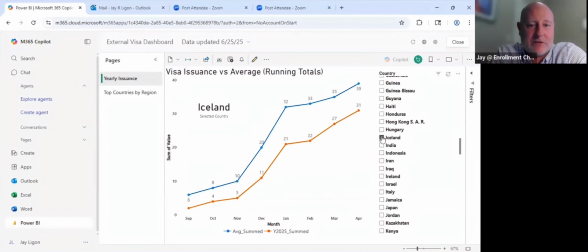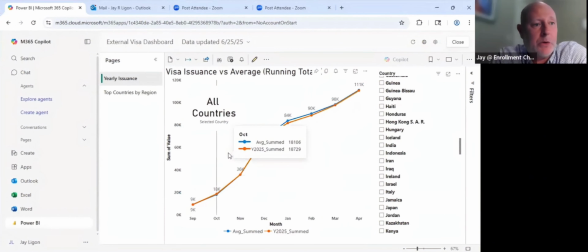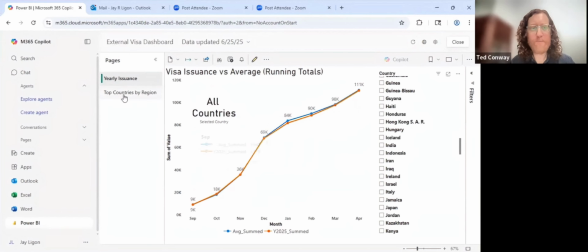So, for instance, Iceland, November to January is its big run up. And then summer is obviously huge. So, as that data comes in, it'll be important. Does that answer your question, Ted? For sure, for sure. Yeah, let's move on.